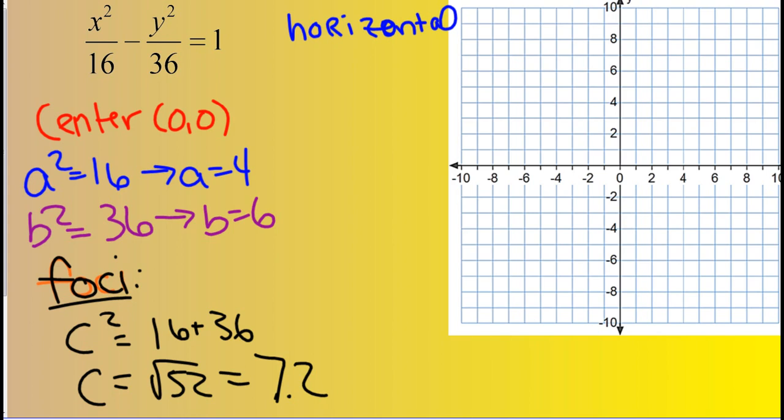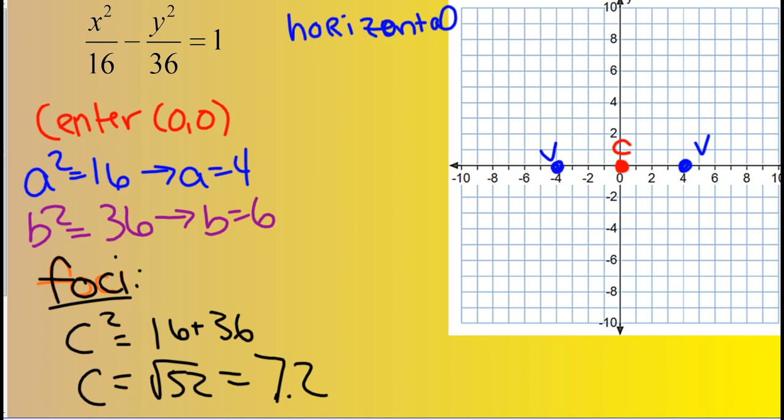Okay. So starting with the center. Our center is at 0, 0. So there is our center. Then our A is 4. This is a horizontal hyperbola, so we have to open up left and right. When we graph our vertex, we are counting left and right. So I count to the right 4, I have a vertex. I count to the left 4, I have a vertex.